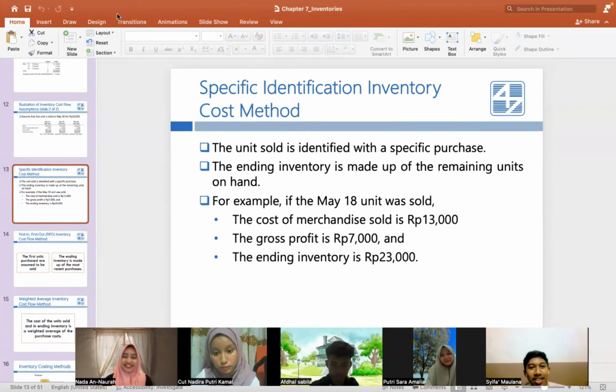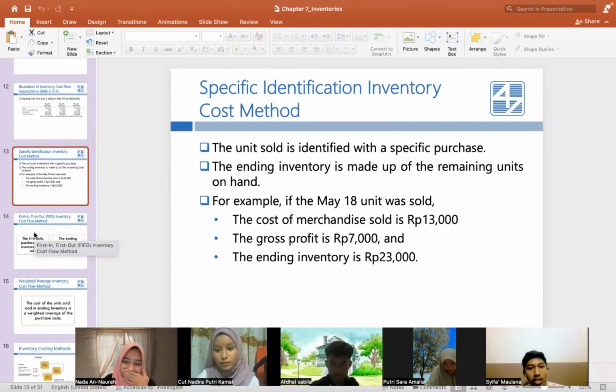The specific identification inventory cost method: the unit sold is identified with a specific purchase. Second, the ending inventory is made up of the remaining units on hand. That was the example.